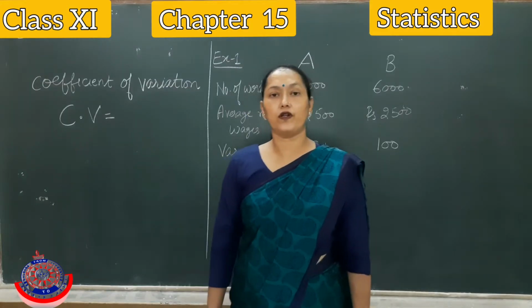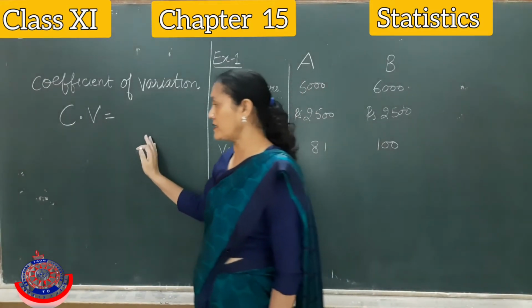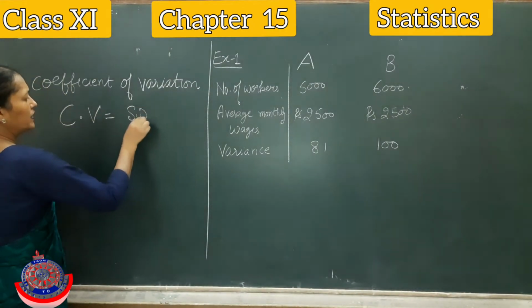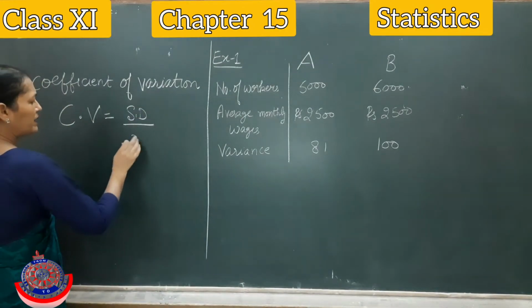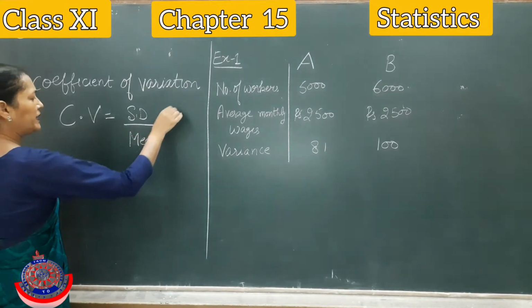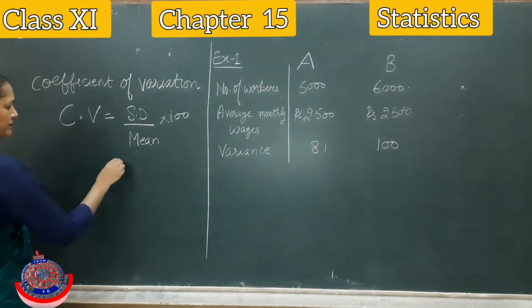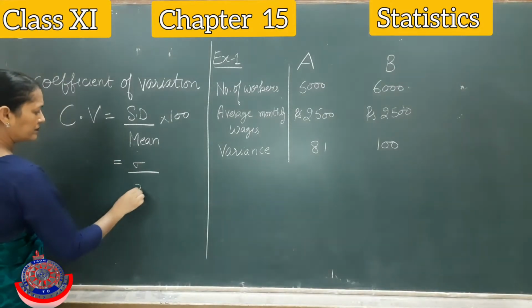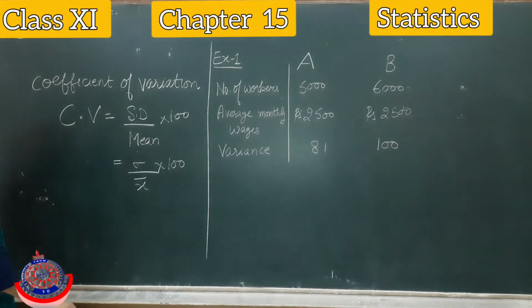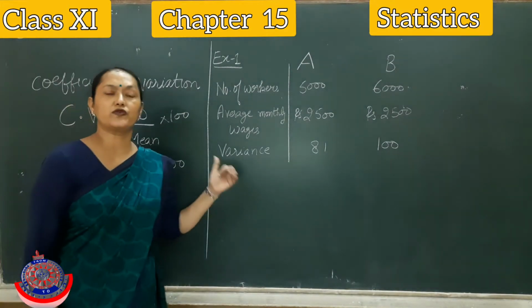The formula for coefficient of variation is standard deviation divided by mean and multiplied by 100. Let us solve some examples using this formula.